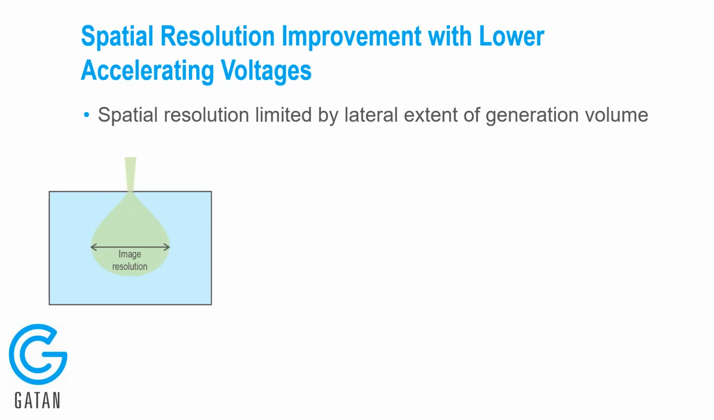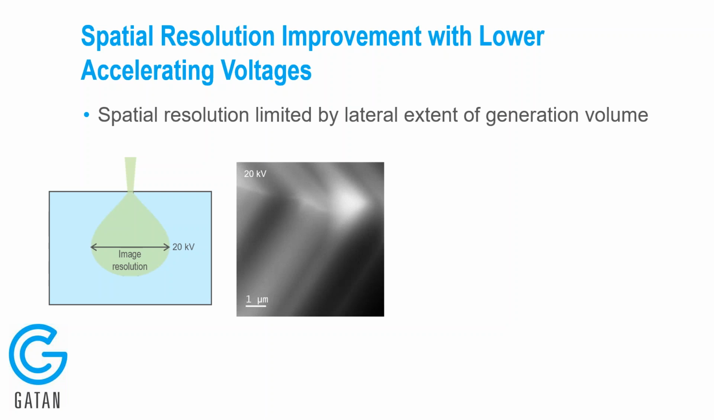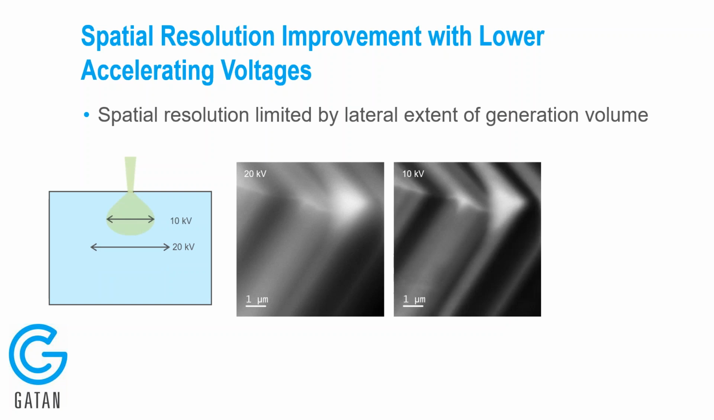It doesn't always have to be this way. So we've seen that the image resolution in cathodoluminescence and X-rays is associated with the size of the generation volume, the lateral spread of it. Here is a cathodoluminescence image of a geological mineral captured with an accelerating voltage of our SEM set to 20 kV. And you can see that the image resolution here is of the order of a micron, maybe a little bit better.